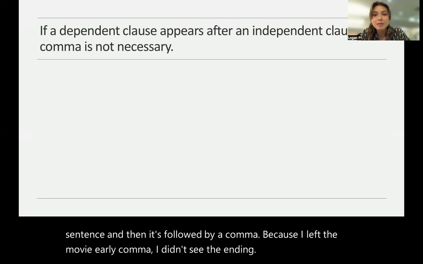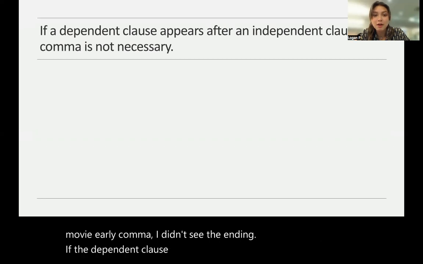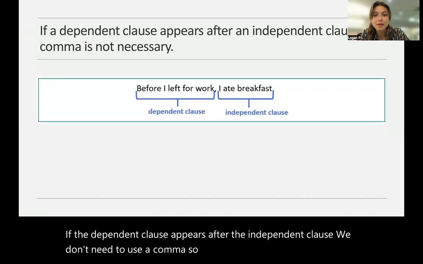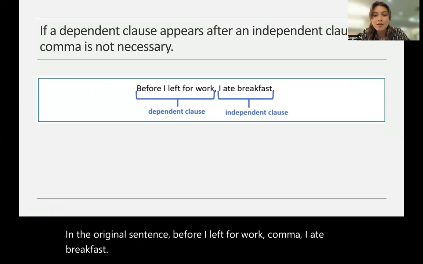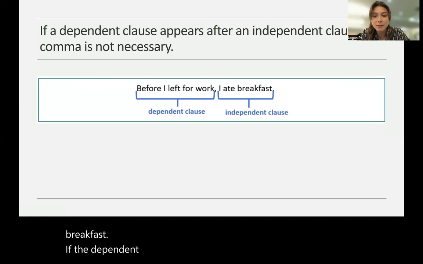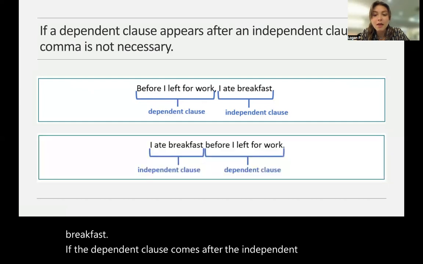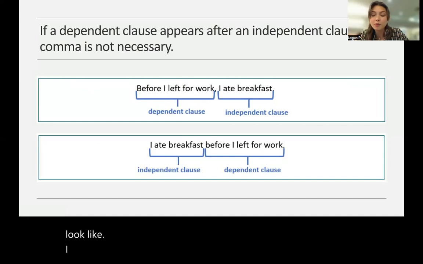If the dependent clause appears after the independent clause, we don't need to use a comma. So for example, in the original sentence, before I left for work, comma, I ate breakfast. If the dependent clause comes after the independent clause, it will look like, I ate breakfast before I left for work. No comma there.